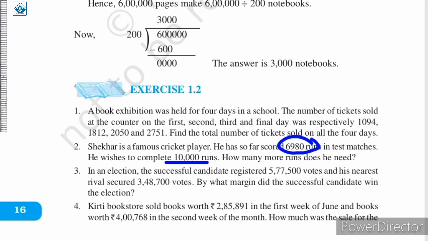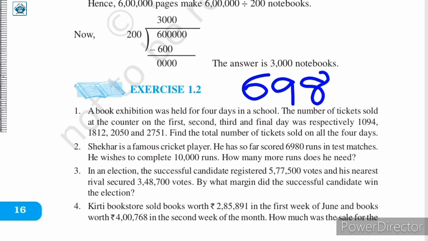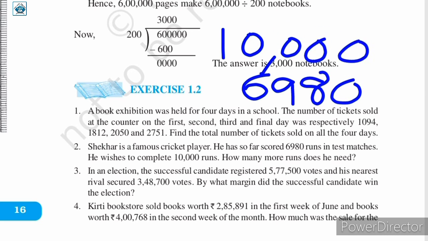Currently he has scored 6,980 और उन्हें कितना complete करना है? 10,000. So the question we are asked is how many more runs does he need, और कितने runs उन्हें score करने हैं so that he can complete 10,000 runs. So we are told that अभी कितने run score किया है? 6,980, and he wishes to complete 10,000 runs. So for this purpose, we will have to subtract 6,980 from 10,000, and whatever the answer will be, that much runs should be scored by him so that he can complete 10,000 runs.